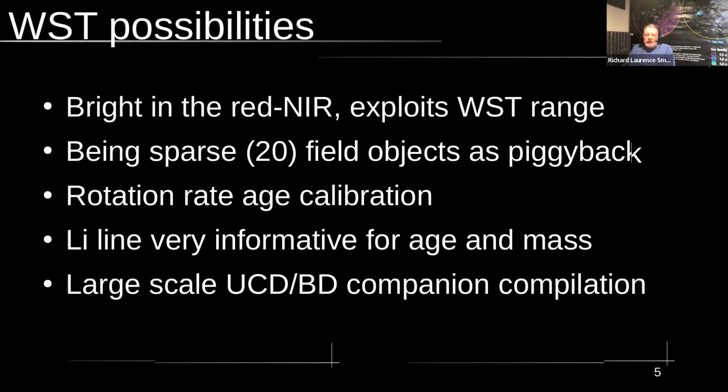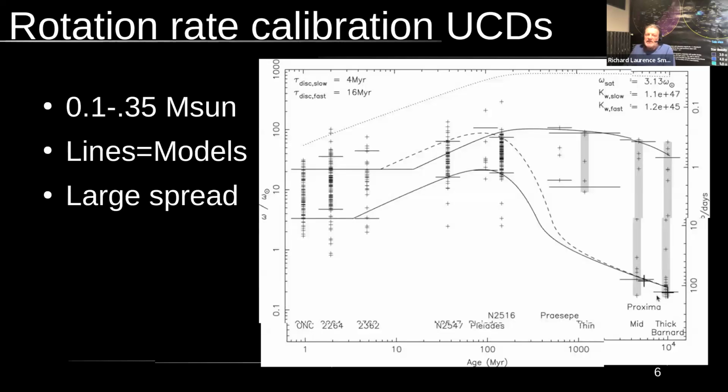Three of the topics that I looked at were rotation rate, lithium information, and large-scale UCD and brown dwarf companion compilations. So in the next couple of slides, I'm going to talk about rotation rates. If we want to go to the next slide. This is the rotation rate, how it varies with time or with age for the UCDs, for the M7s, so the 0.1 to 0.35 solar masses.